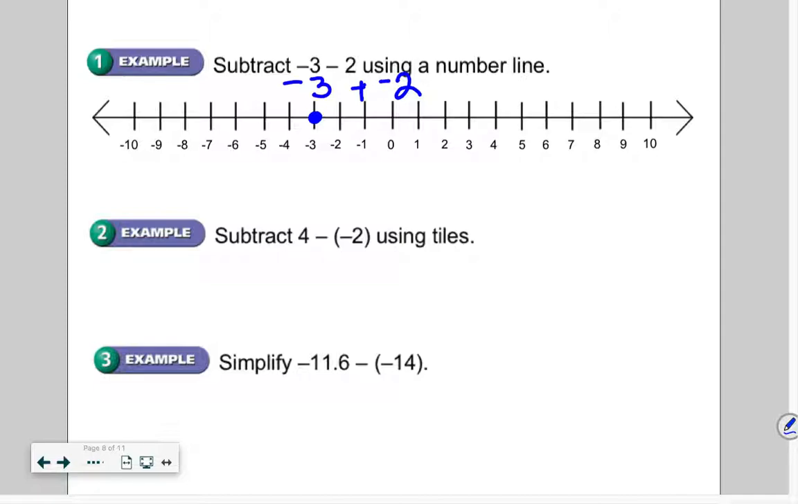So what does that look like on the number line when we do our jumps then? Are we going to go left or right? We're going to go to the left. We're going to add 2 more negatives to it. And where are we going to end? We're going to end at a -5. So a -3 plus a -2 is a -5, but so is -3 minus 2.